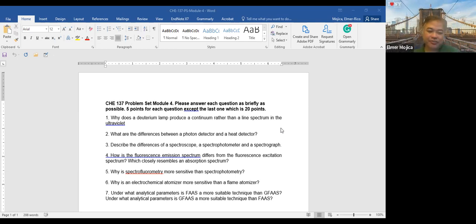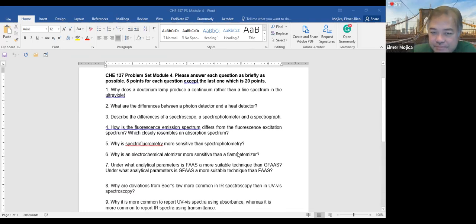So this is spectroscopy. And I think here it's more on question than problem. Diba? So the question is, why does a deuterium lamp produce a continuum rather than a line spectrum in the ultraviolet?